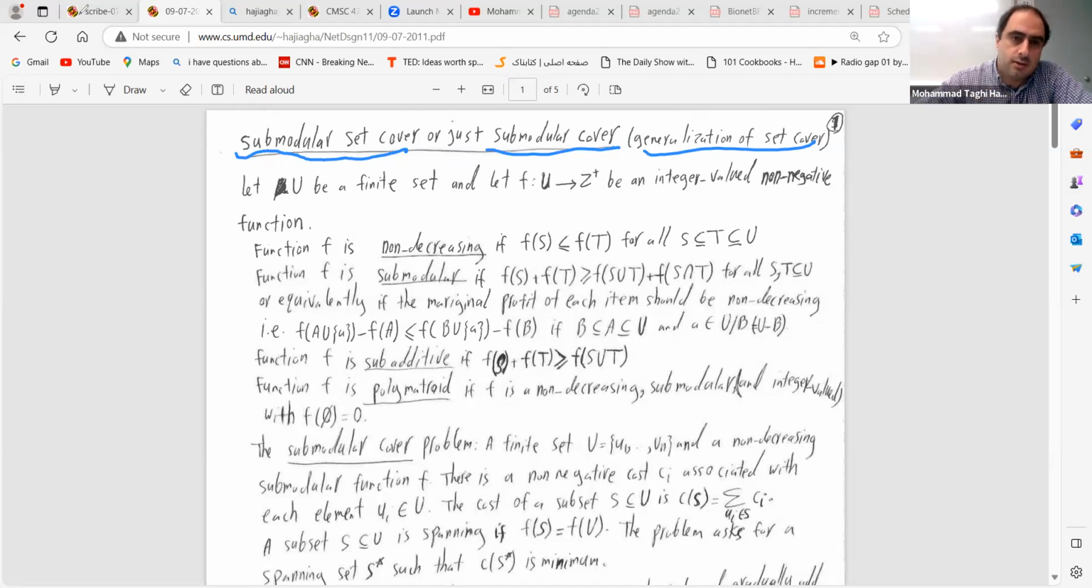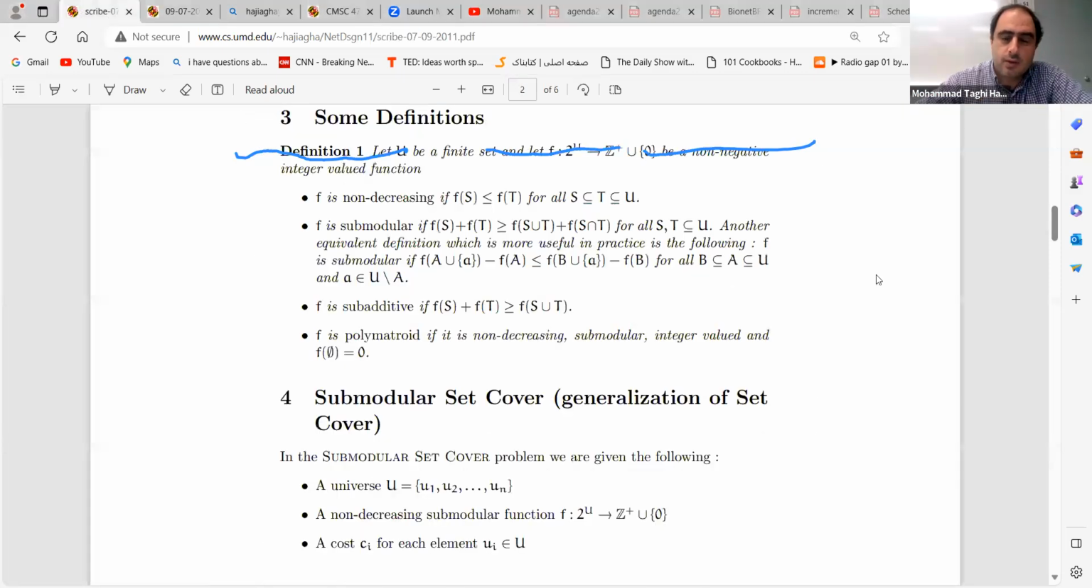So I think let's use this other one for now. What is the definition of submodular coverage? Just delete them. Okay.